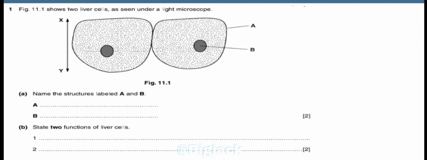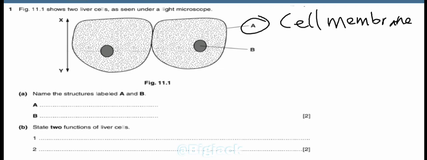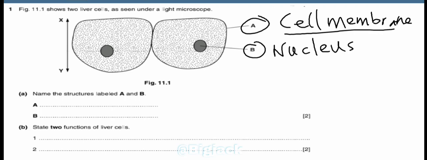So we have structure A. This structure A is called the cell membrane. Then as for structure B, this one is called the nucleus. So in an exam, if they ask you to give the function of the cell membrane, you are going to say a cell membrane selects what goes in and out of the cell.